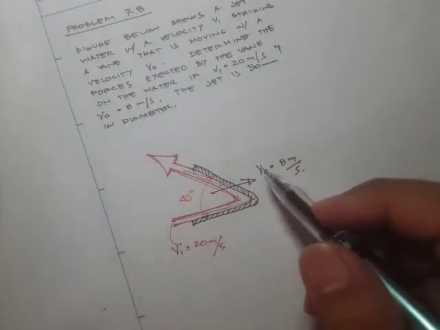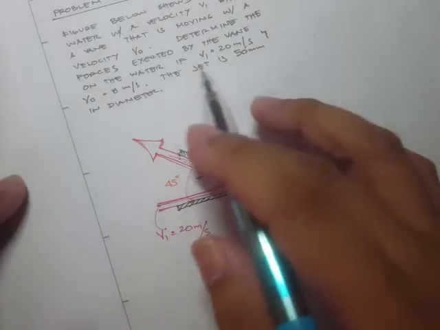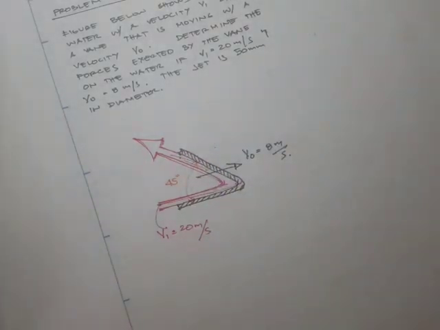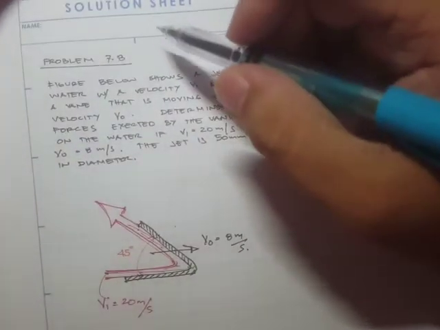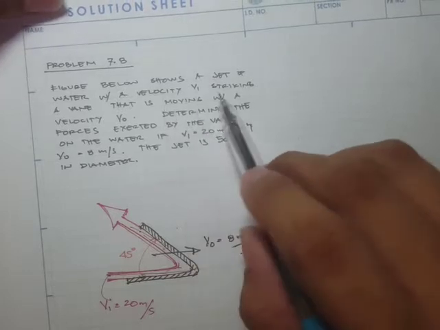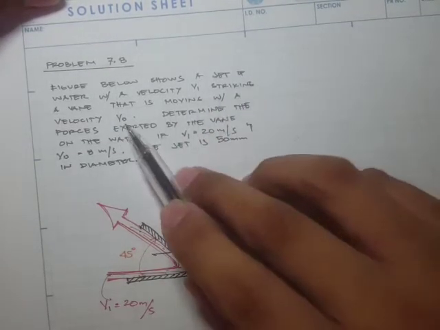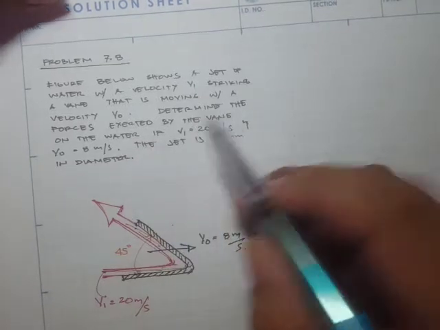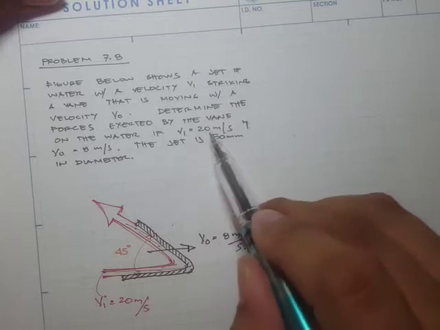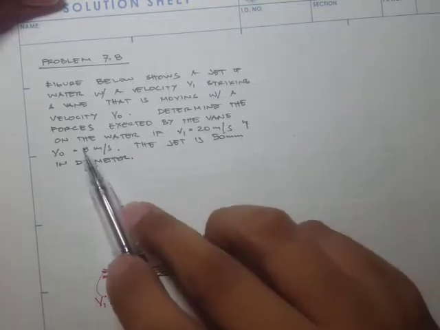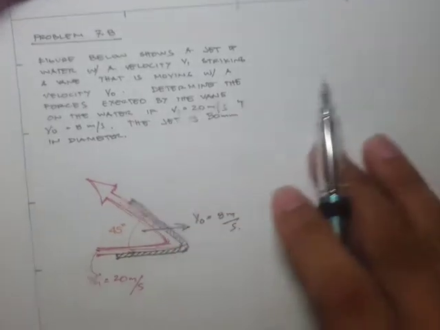Okay, now let's do our last problem for this conservation of momentum, or the force equation. But this one involves motion of the solid boundary. For the problem, it says here: the figure below shows a jet of water with a velocity v sub 1 striking a vane that is moving with a velocity v sub o. Determine the forces exerted by the vane on the water if v sub 1 is 20 meters per second and v sub o is 8 meters per second. The jet is 50 mm in diameter.